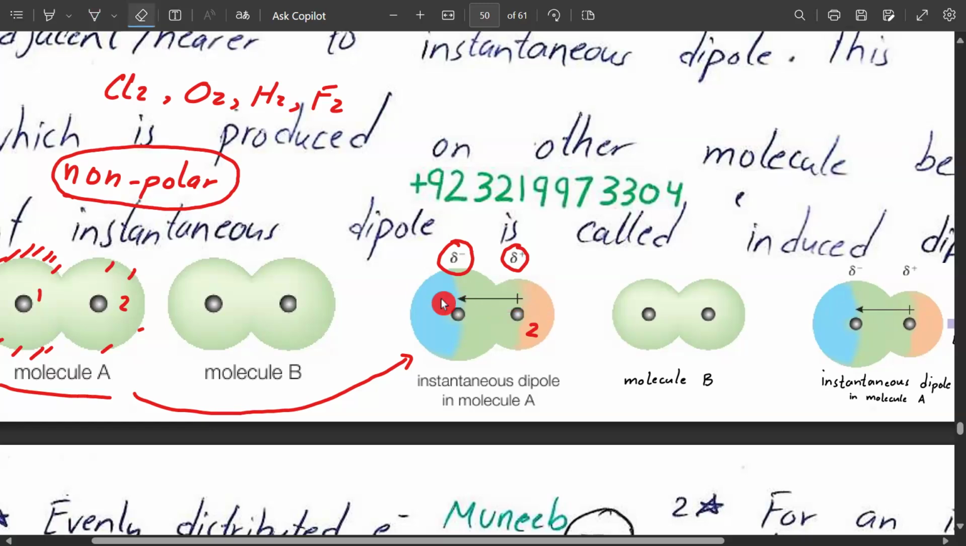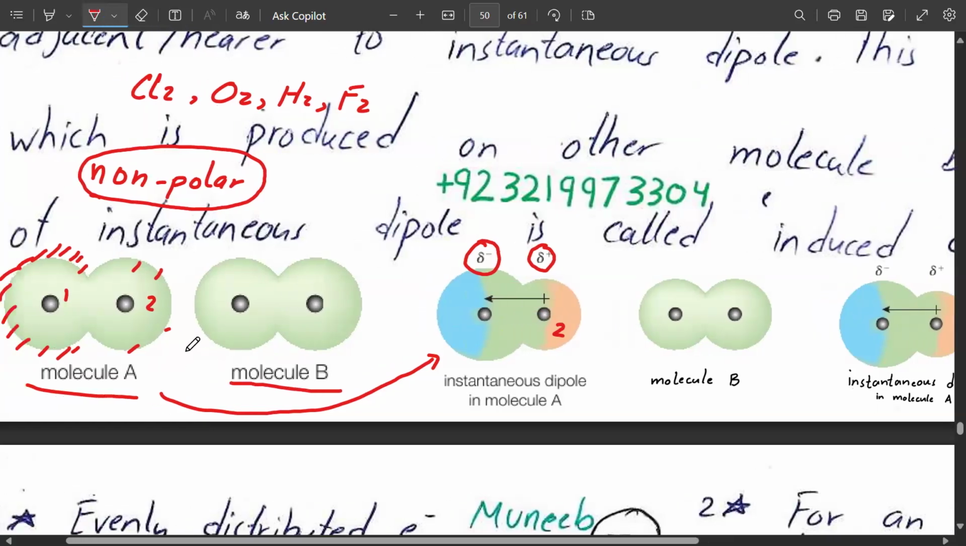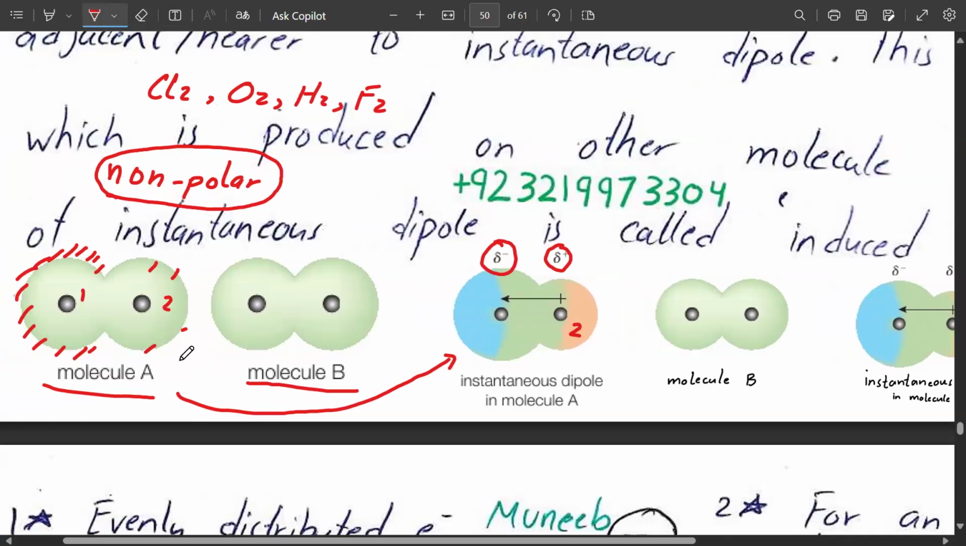Sharmin, is this clear to you? Yes. Now that we have got an instantaneous dipole, this instantaneous dipole is surrounded by molecule B. Molecule B and molecule A are of the same type. Let's suppose if it is a Cl2 molecule, then it is also a Cl2 molecule. They are both the same. So what happens during this?